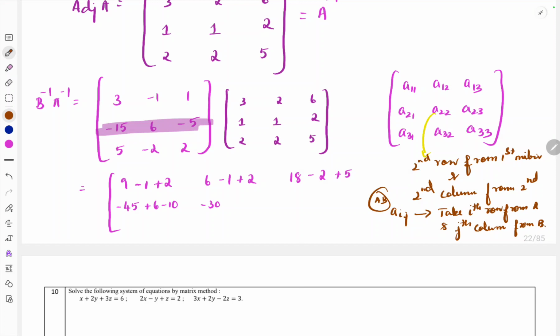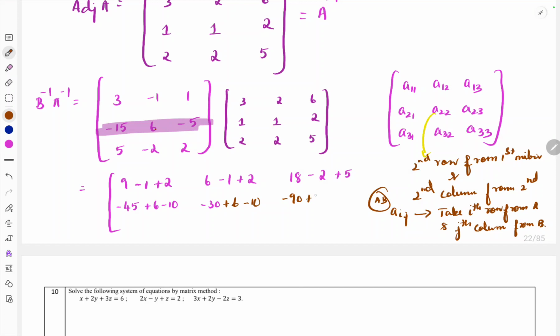So here it is minus 30 plus this 6 into 1 plus 6. Next minus 10. So second row, second column, minus 5 into 2 is minus 30, plus 6 and minus 10. So second row, third column, so minus 5 into minus 15 into 6. So minus 15 into 6 is 90. So it is minus 90.